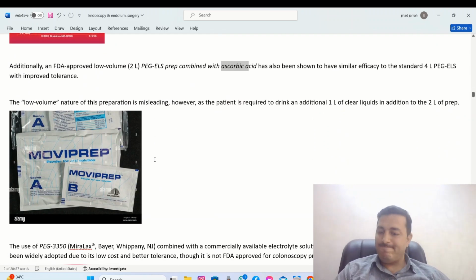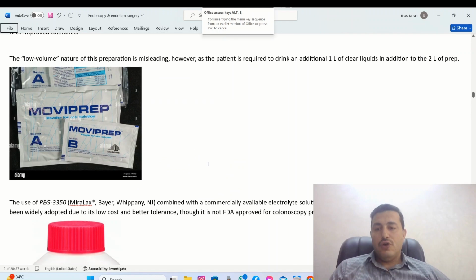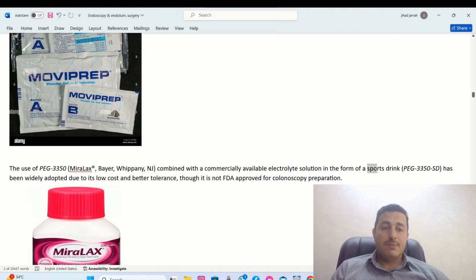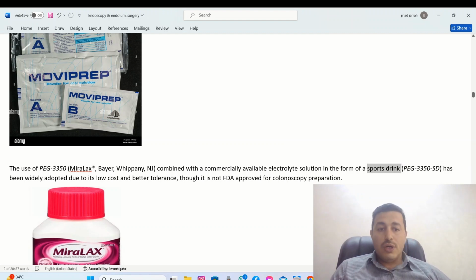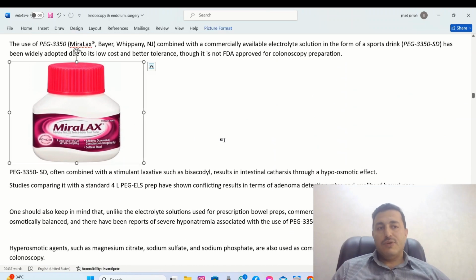We talked about another agent that is also used as a low volume option, what we call the Miralax. It is polyethylene glycol but mixed with sports drink. Unfortunately, this is not FDA approved and usually combined with a laxative. The sports drink is just for mixing the polyethylene glycol.